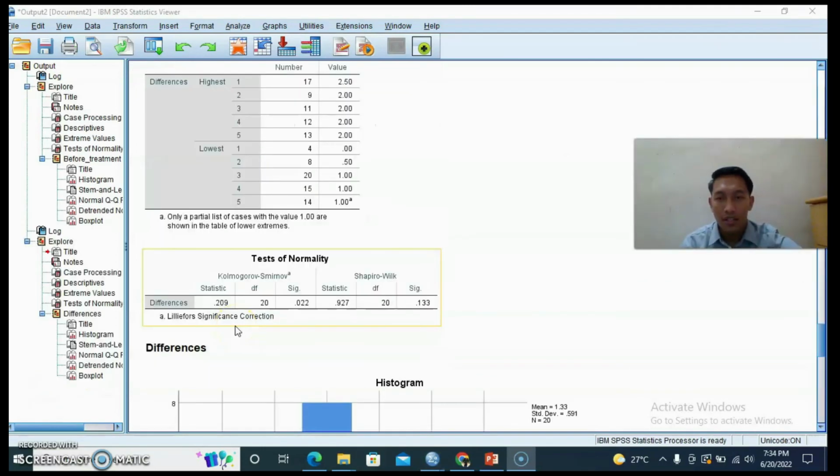So this is the result of the test of normality. Since the sample size is less than 50, you need to look at the Shapiro-Wilk significance. As we can see, the significance is larger than 0.05. The distribution is normal, so we can proceed to the paired t-test.